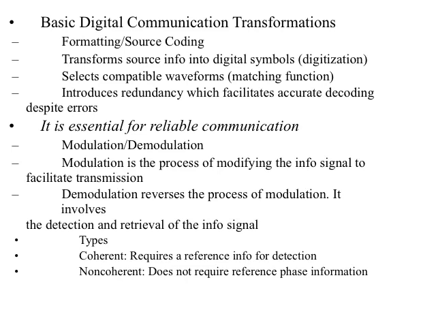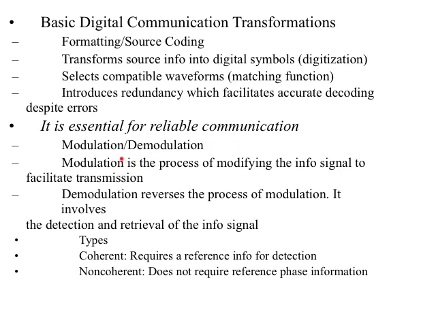In the basic digital communication block diagram, we have come across formatting, or we can call it source coding. This transforms source information into digital symbols, and it selects compatible waveforms. It introduces redundancy, which facilitates accurate decoding despite errors. It is very much needed for reliable communication.